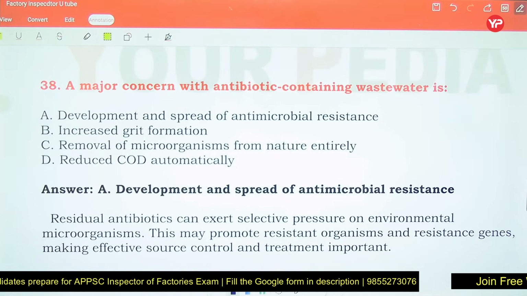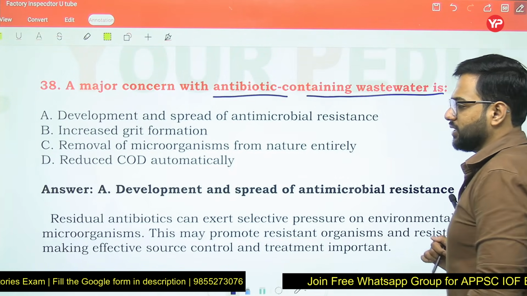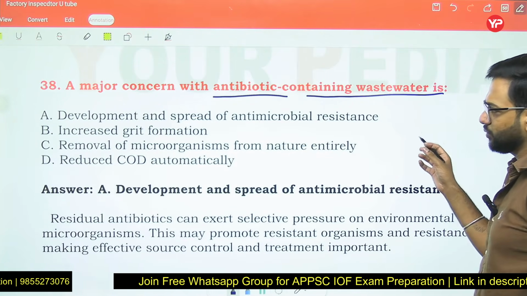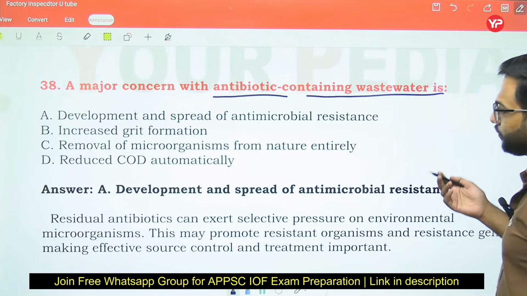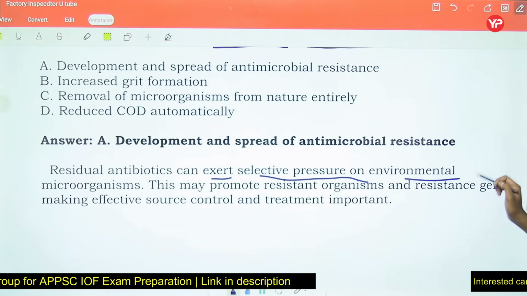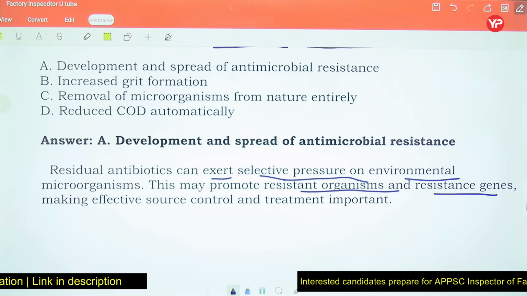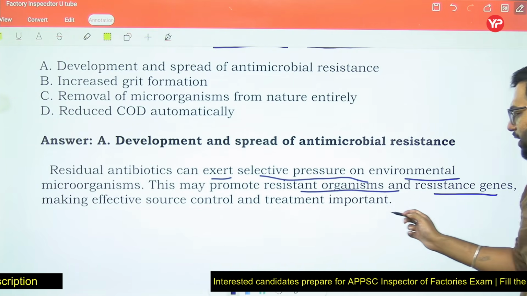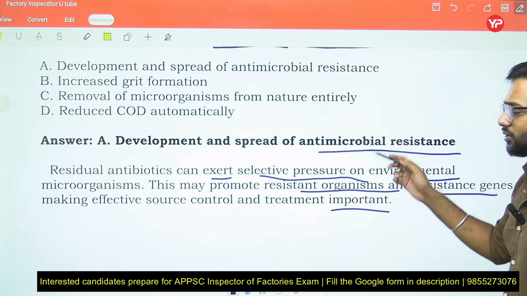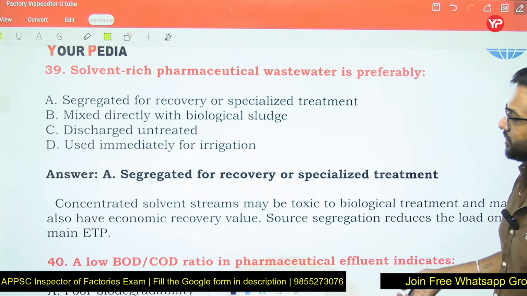What is the major concern with antibiotic-containing wastewater? That means the wastewater which contains antibiotics. Residual antibiotics can exert selective pressure on environmental microorganisms. This may promote resistant organisms and resistance genes, making effective source control and treatment important. So basically, the development and spread of antimicrobial resistance. These microorganisms cannot be removed, or they are going to create some disease.